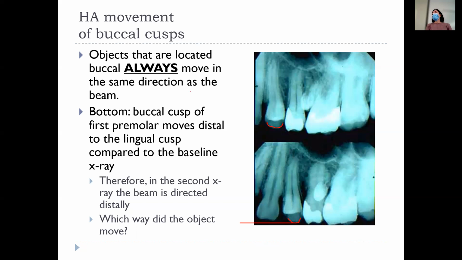This one is asking, which way did the object move? Our object is here, the supernumerary tooth. It's on the distal side, between the second premolar and the first molar. Now, where did it move? Did it move more mesial or more distal? It moved more mesial. So if we know that the beam moved distal and this supernumerary tooth moved mesial, is it more on the buccal surface or more lingual? It's more lingual. Good. You guys are getting it.